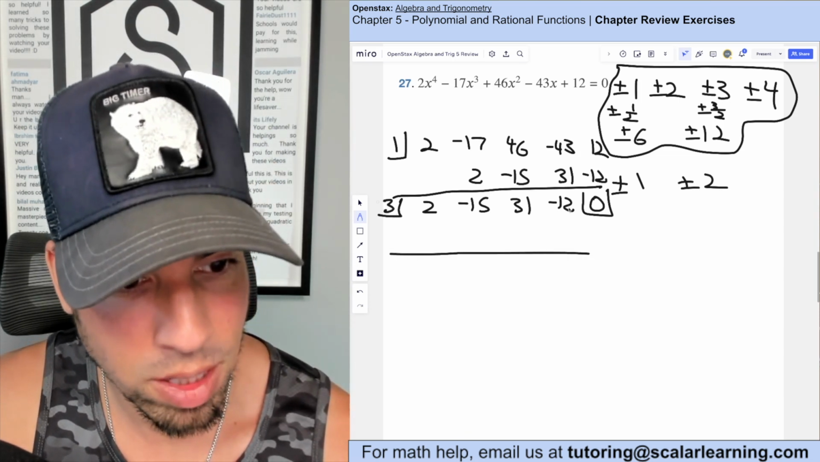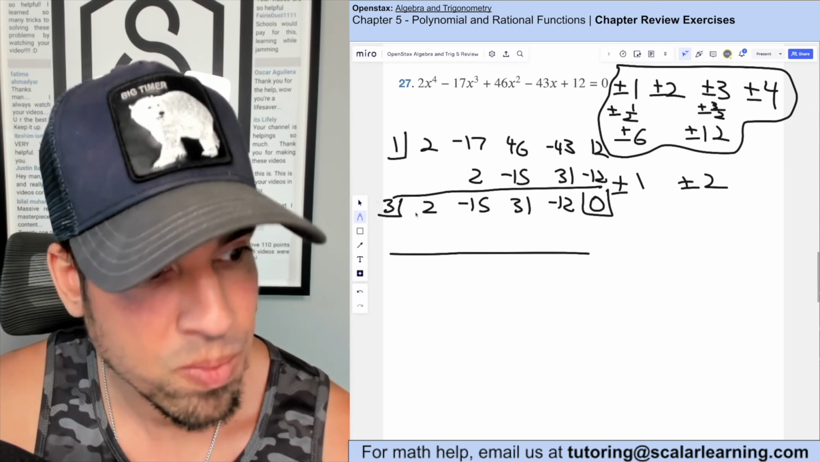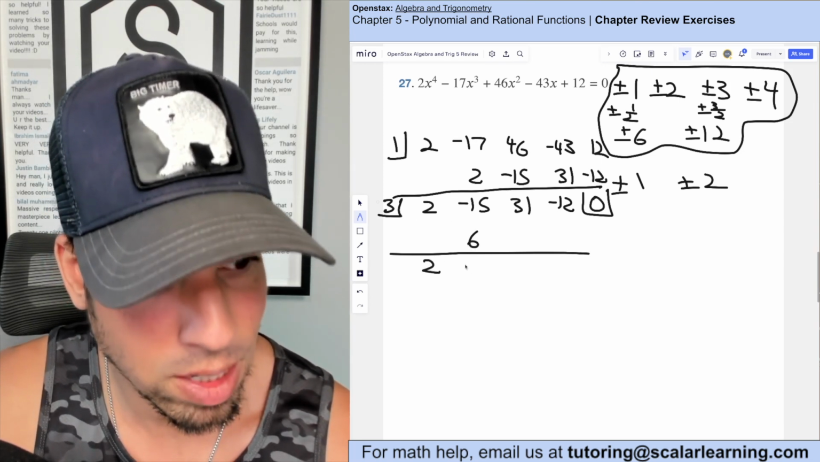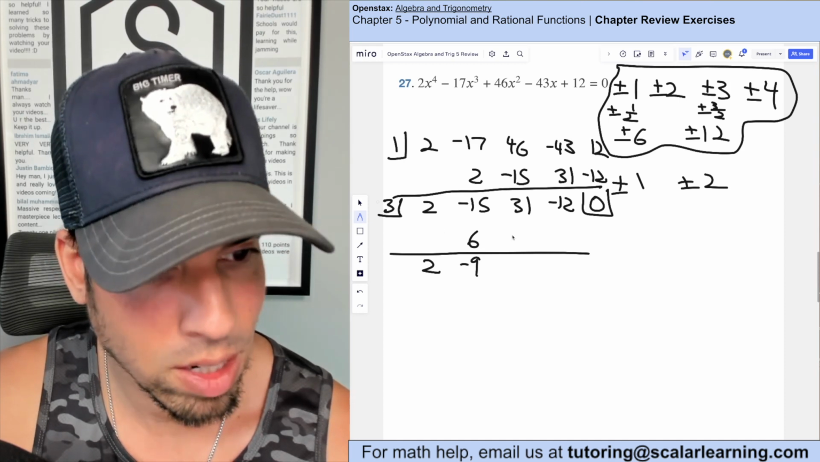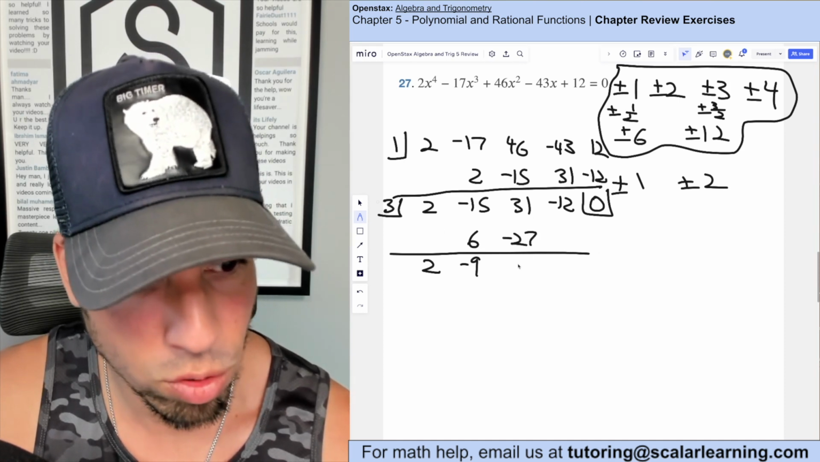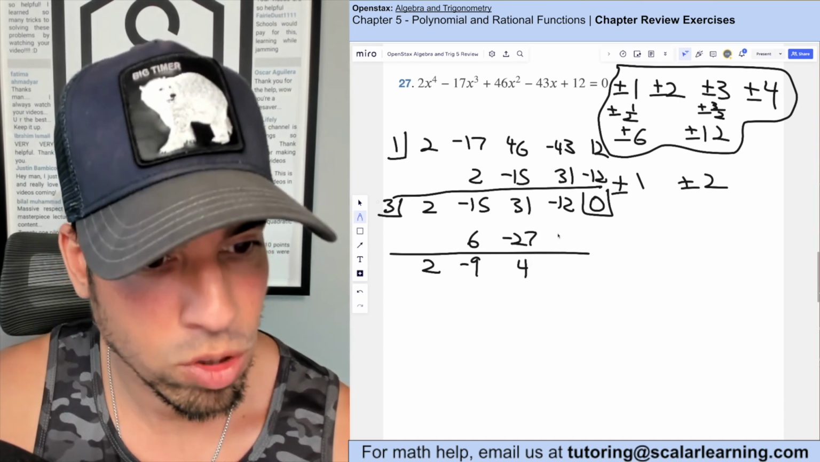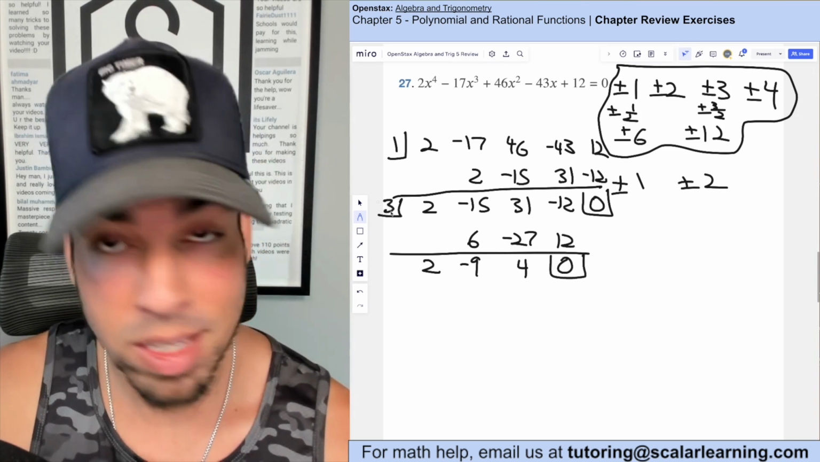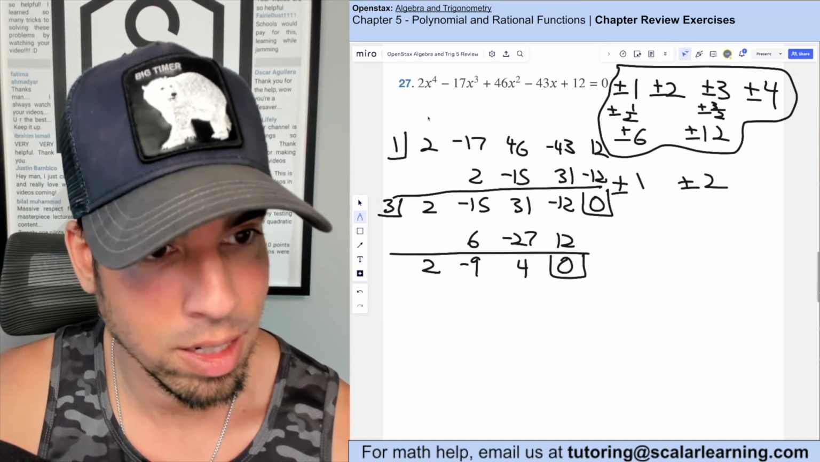And we're only going up to this. We don't have to worry about that 0 now. So we drop the 2. 2 times 3 is 6. 6 plus -15 is -9. -9 times 3 is -27. Plus 31 is +4. Times 3 is +12, plus -12 is 0. Again, 3 is a verified solution, right? It zeroes this out.